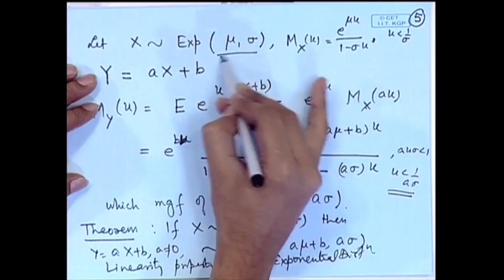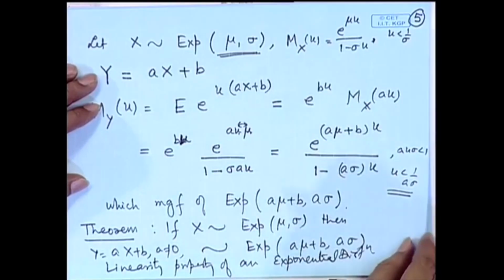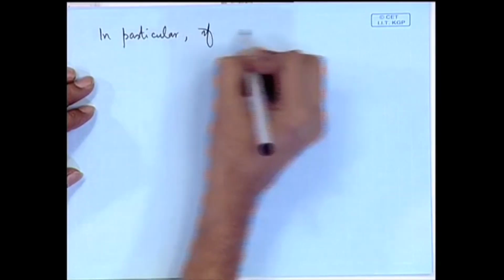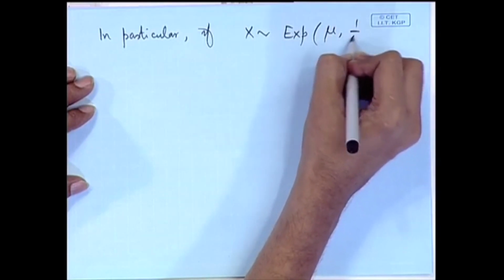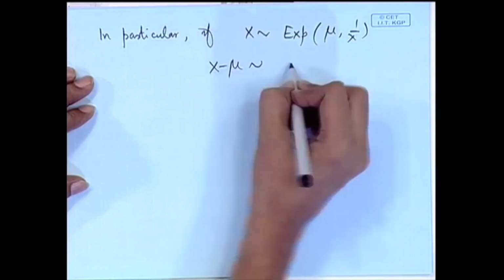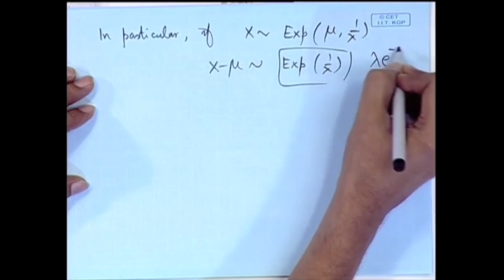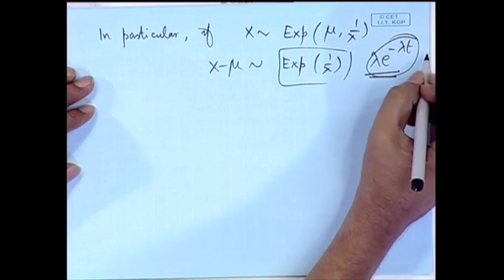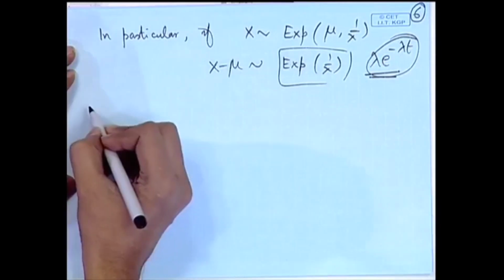So, this form is more general, this is a 2 parameter exponential distribution and it is more useful. In particular, if x follows exponential mu, 1 by lambda, then x minus mu will follow exponential 1 by lambda. That means, the standard form with the density lambda e to the power minus lambda t. So, both the forms are useful. Let us take one example here for exponential distribution.